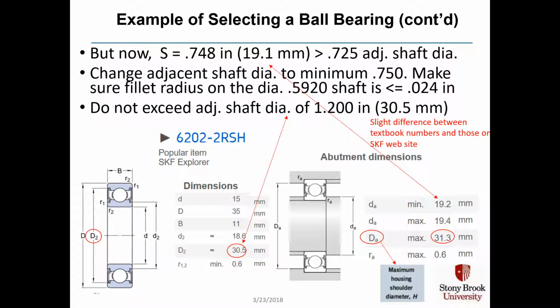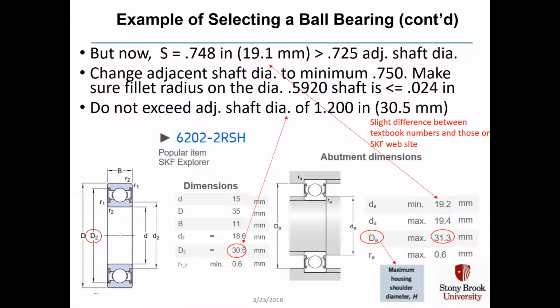So we change our adjacent shaft diameter to the minimum, let's call it 0.750. We make sure that that fillet radius is less than or equal to 0.024 inches. And we do know that we can't exceed the adjacent shaft diameter of 1.2 inches, which happens to be 30.5 millimeters. In this case, the bearing dimension, large D2 in the lower left-hand corner, is exactly sized to that 30.5 millimeters. When they talk about the abutment dimensions, they call it capital D sub A of 31.3 millimeters.